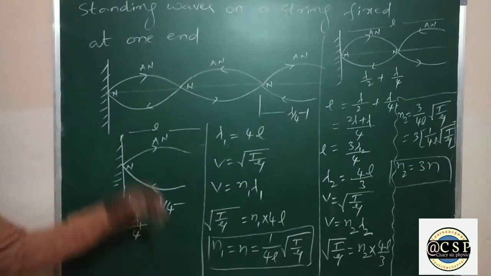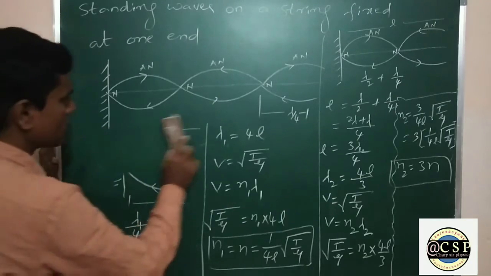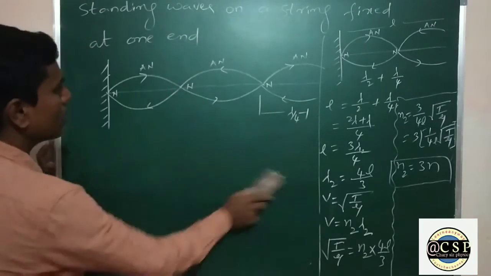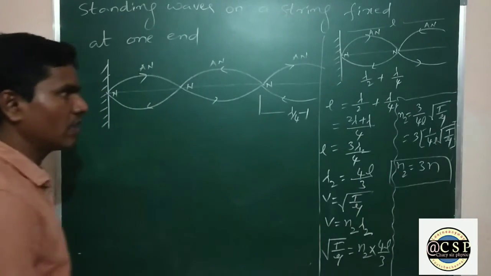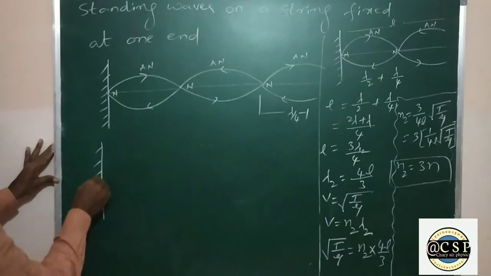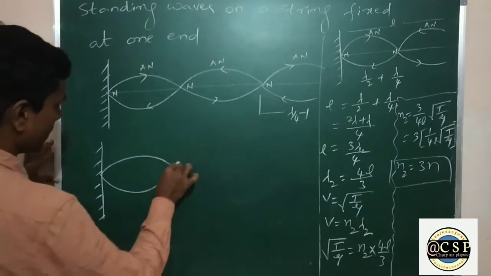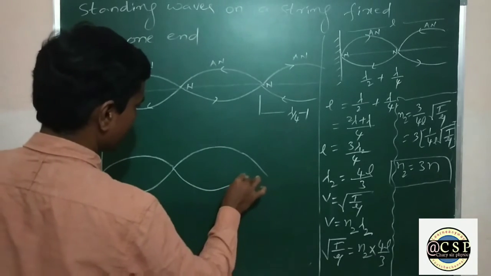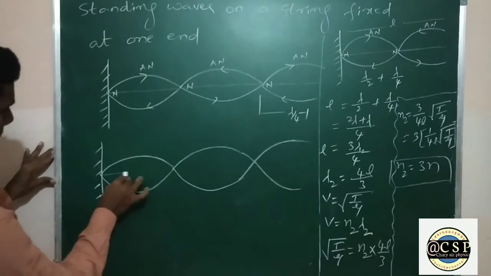If two harmonics are formed like that, the next one is the third harmonic. We are taking the third harmonic. Two complete modes are formed and the other end is the open end of the wave. Like this, I am writing 1, 2, and the next one is here like this.